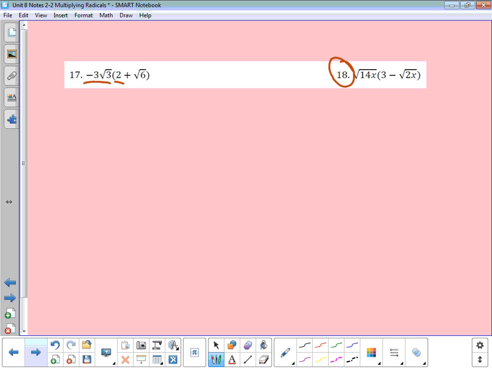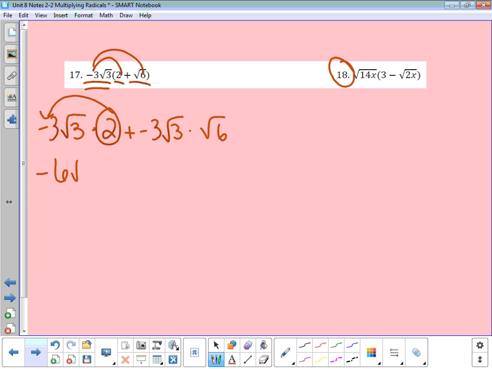So we're going to take this times this and this times this. We're distributing that in. So negative 3 square root of 3 times that 2, and negative 3 square root of 3 times that square root of 6. So this 2 is multiplied here, and we get that. And this square root of 6 is going to be multiplied by the square root of 3, so then we get the square root of 18.